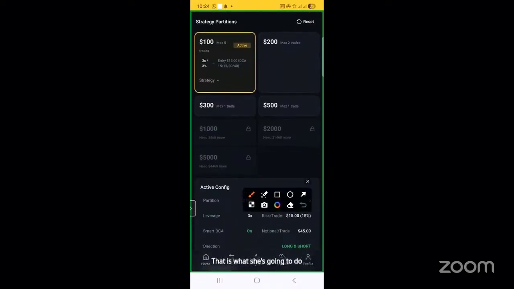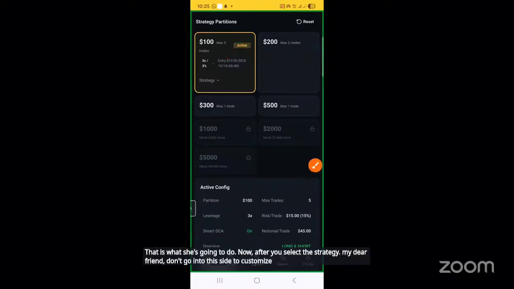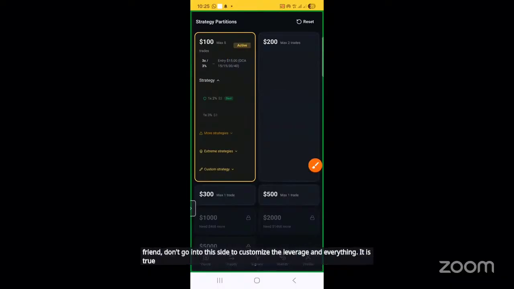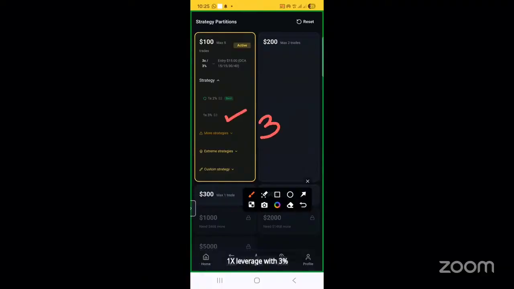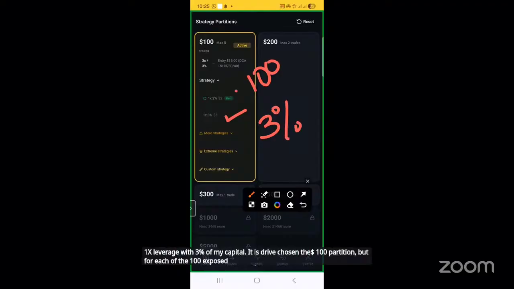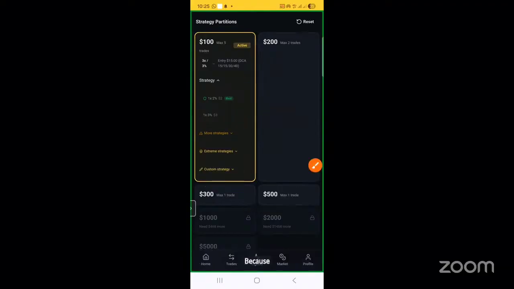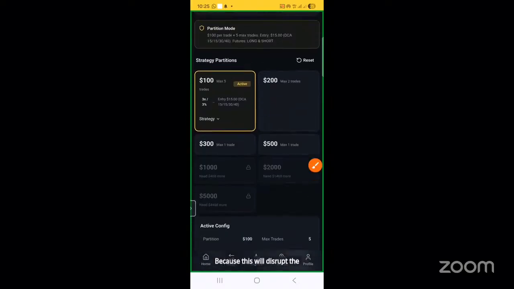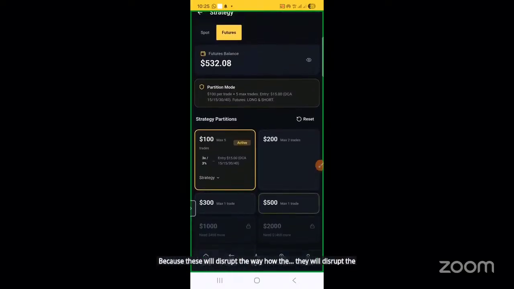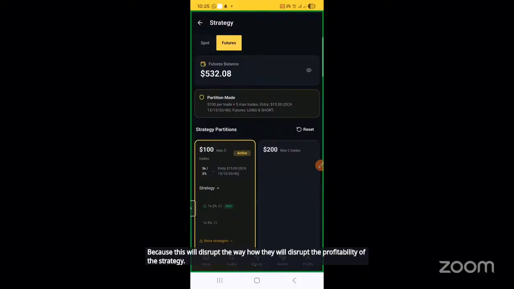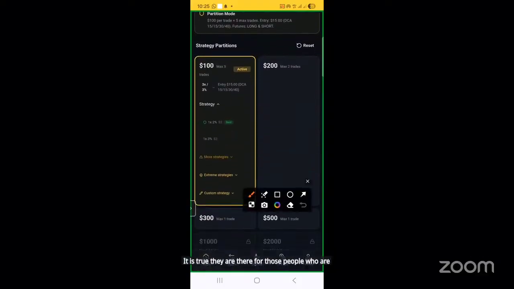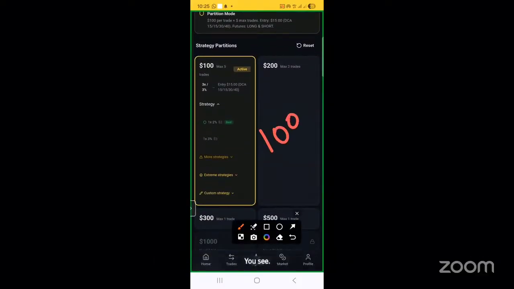Now, after you select the strategy, my dear friend, don't go into this side to customize the leverage and everything. It is true, you can customize. You say, maybe I want to use 1x leverage with 3% of my capital. It is true, I've chosen the $100 partition, but for each of the 100, only expose 3%. Don't go into this, because it will disrupt the profitability of the strategy. It is true they are there for those people who are very conservative. You see, exposing $100 in a trade is too much for you.